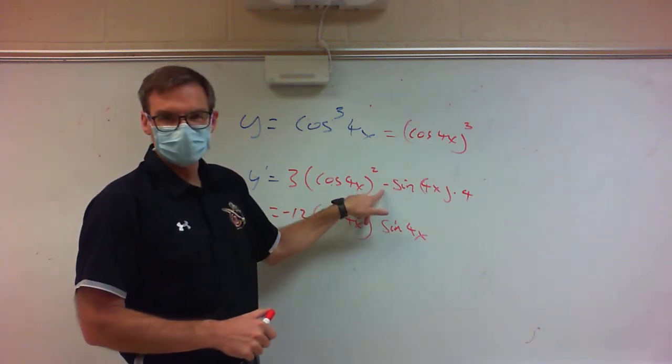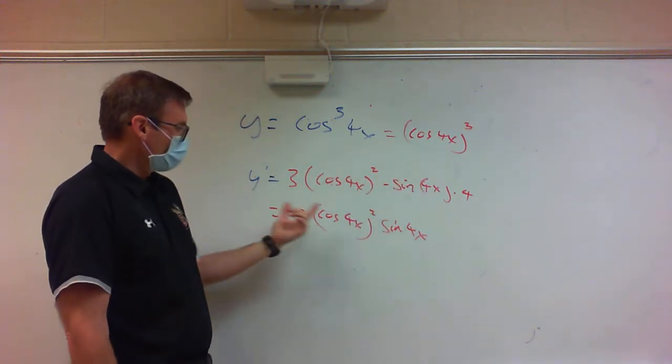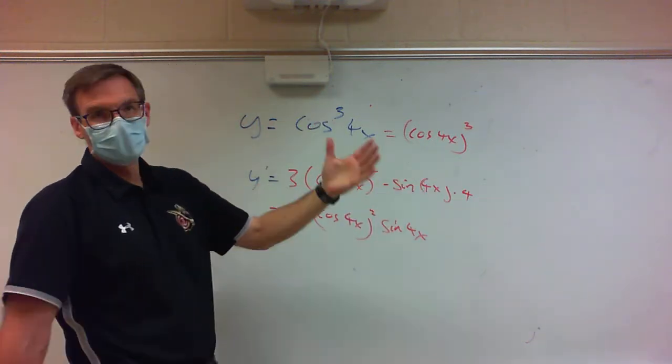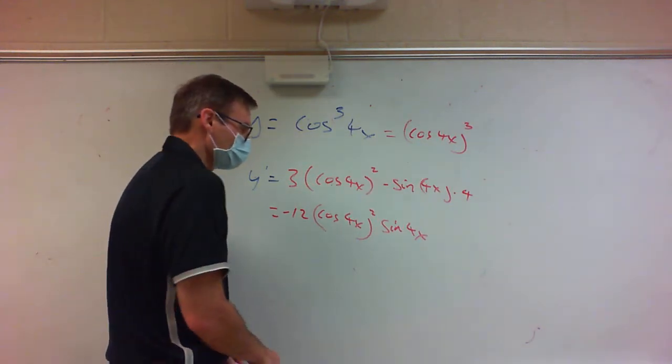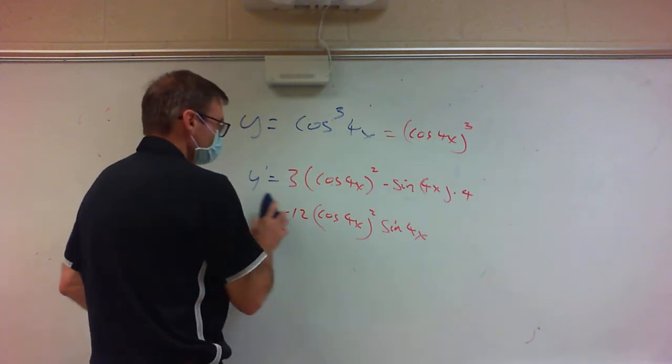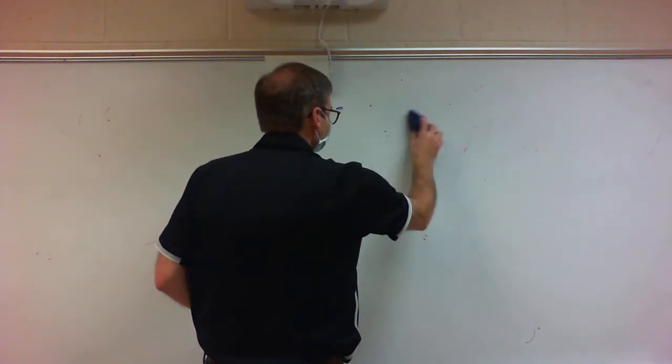This is not a subtraction, right? This is times negative because we're multiplying. All right, so that's with sine and cosine. What happens with the other trig functions? Well, for the most part, tangent and cotangent are okay.